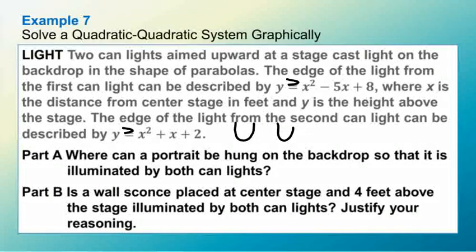Think of these as flashlights. If this is a flashlight here, the beam of light comes from here and then gets wider and wider. That would be the beam. And so the shaded part would be the light. We're going to take our graphing calculator and graph both of those.